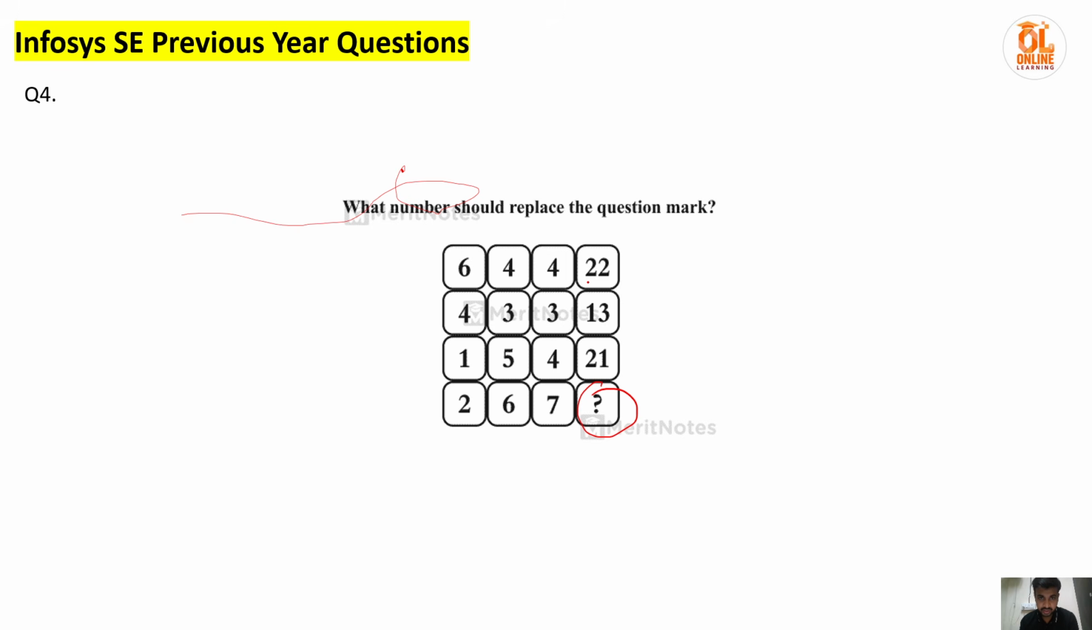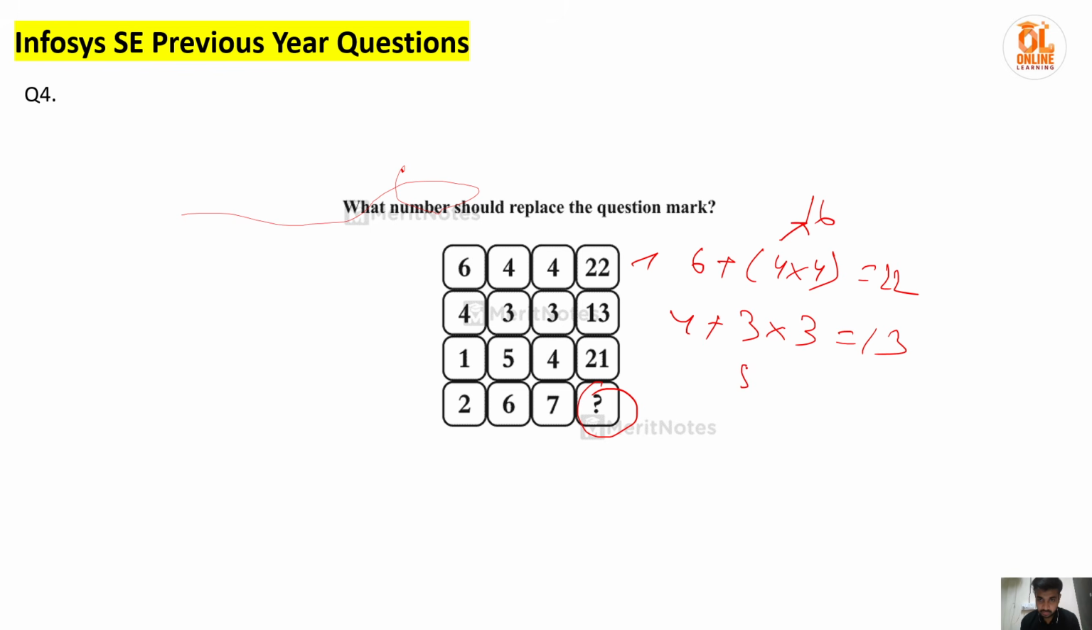6, 4, 4, 22. 4 into 3, 12 plus 3. Okay. 4 into 4, 16 plus 6. Yes. See, 6 plus 4 into 4. Right. 4 into 4 is 16 plus 6, 22. Let us check if it is happening for this as well or not. 3 into 3, 9 plus 4. Yes, 13. So I've got the pattern.